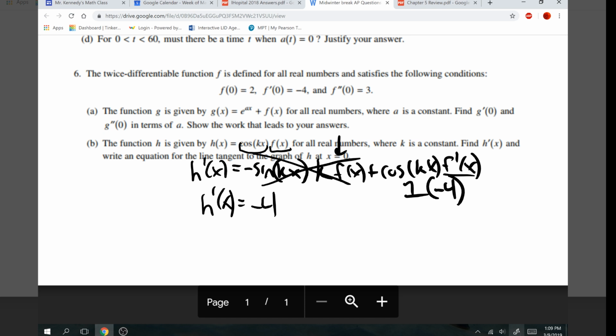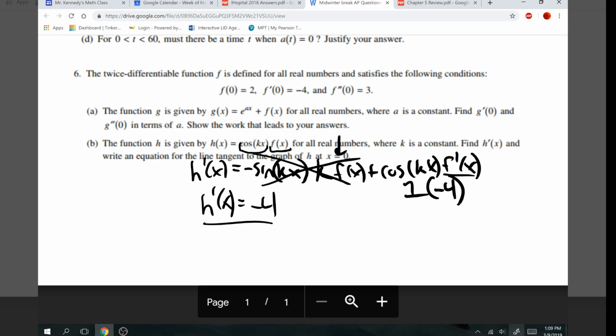Cool. That's not good enough, though, because we don't just want h prime. We also need to find h of x, because we're trying to find a tangent line. And when you're trying to find a tangent line, you need two things. You need a point and a slope. So we found the slope. Cool. Now let's find the point.